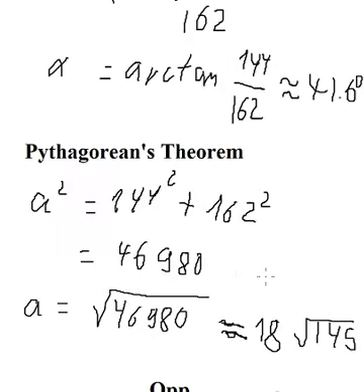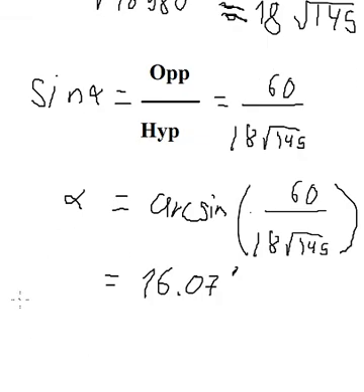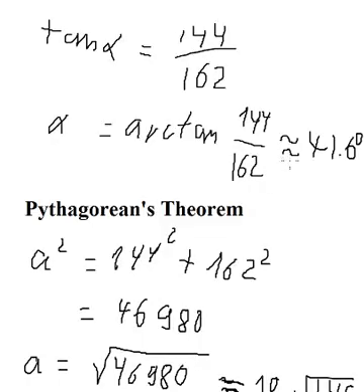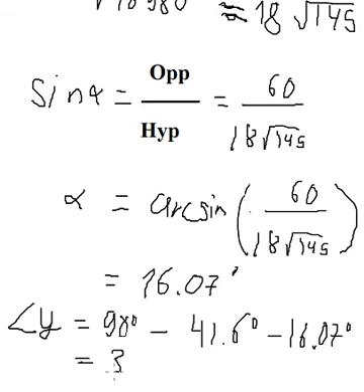degrees. Now we know that the total angle in here is 90 degrees. And we can find the angle y in here. That's 90 degrees, we need to minus 41.6 degrees and 16.07 degrees. We calculate this one and we have 32.33 degrees. And this is the final answer.